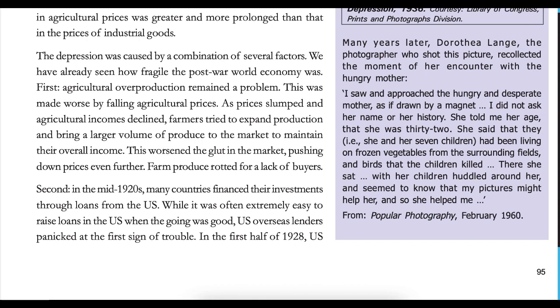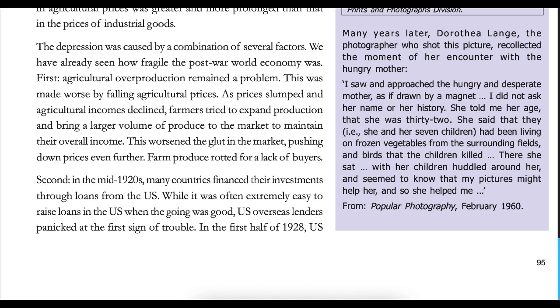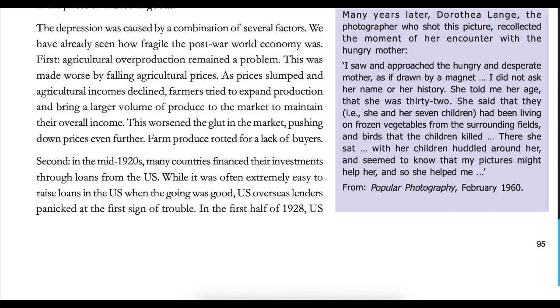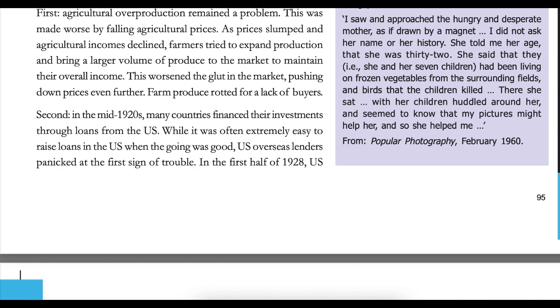The depression was caused by a combination of several factors. We have already seen how fragile the post-war world economy was. First, agricultural overproduction remained a problem. This was made worse by falling agricultural prices. As prices slumped and agricultural incomes declined, farmers tried to expand production and bring a larger volume of produce to the market to maintain their overall income. This worsened the glut in the market, pushing down prices even further. Farm produce rotted for a lack of buyers.